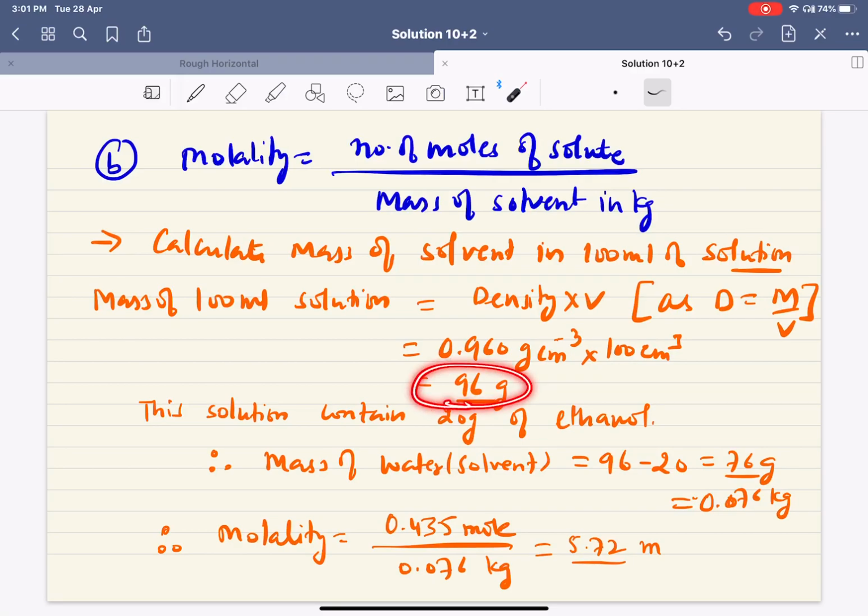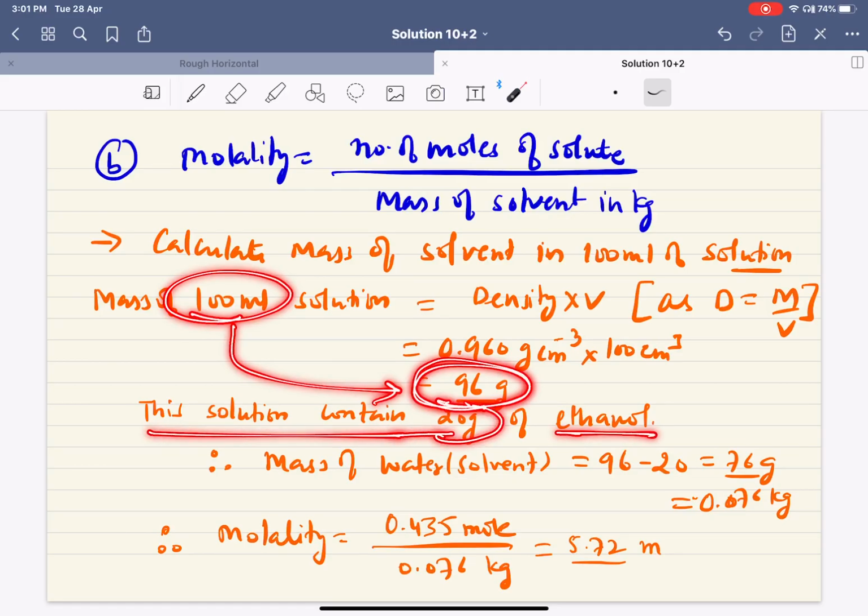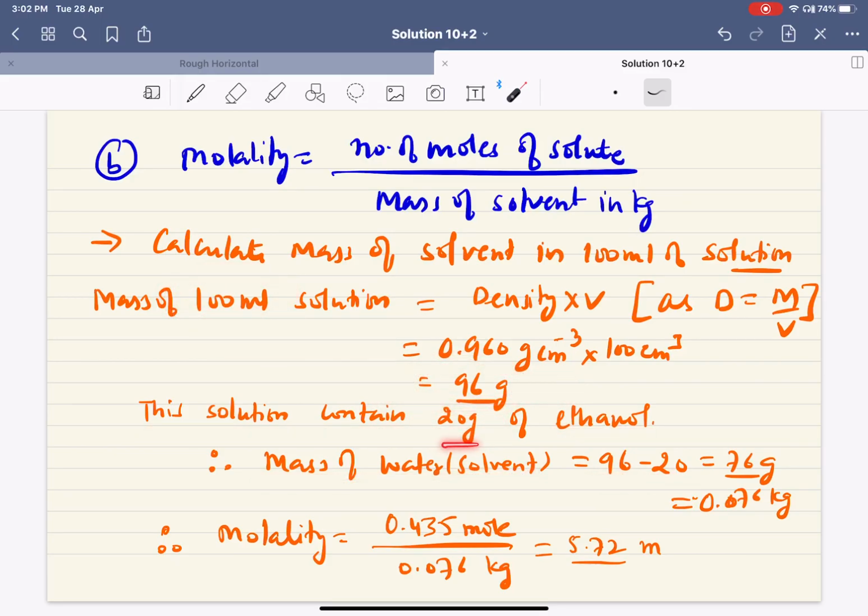This much solution, 100 ml of solution, or you can say 96 gram of the solution, contains how much ethanol? 20 gram of ethanol. Then what will be the mass of solvent? 96, which is the mass of solution, minus mass of solute. Solute is ethanol. How much solute is there? 20 gram. 96 minus 20 comes out to be 76 gram, or you can say 0.076 kilogram. This is mass of water, and water is the solvent.